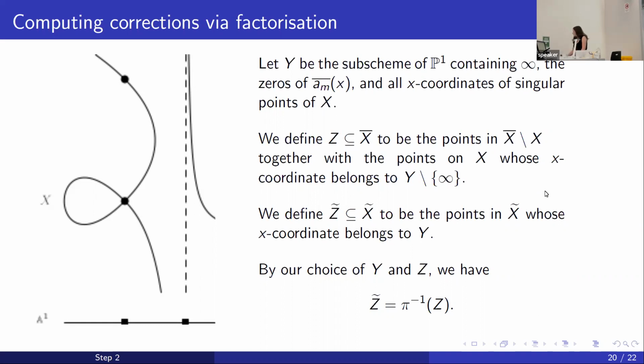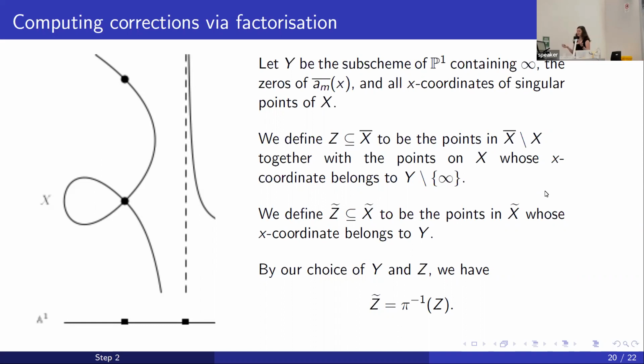Then the subscheme z of bar x is going to be defined to contain the points at infinity of the projected plane curve bar x, together with the points on x whose x coordinate belongs to the bad points on the projected line. Then z tilde, a subscheme of the non-singular projected curve x tilde, is going to be defined to be the points on that non-singular projected curve whose x coordinate belongs to y.